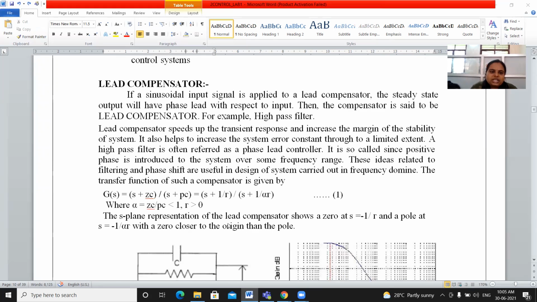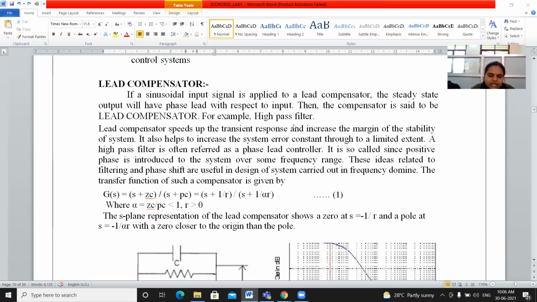Next, what do you mean by a lead compensator and what do you mean by a lag compensator? If a sinusoidal input signal is applied to the lead compensator, what is going to happen? The steady state output will have a phase lead with respect to the input. The phase is going to be leading with respect to the input. That compensator we call a lead compensator. A small example of a lead compensator is a high pass filter.